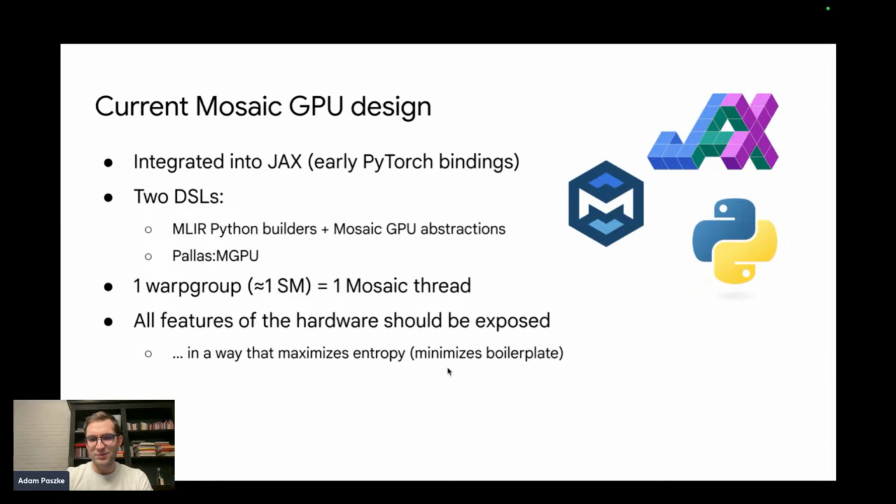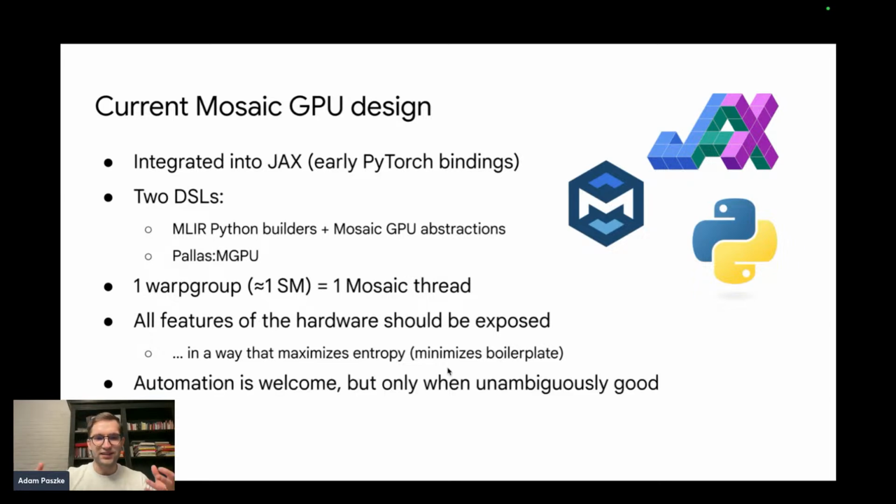All of the performance parameters should be there, but there should not be a ton of setup code, etc. Anything that is essentially automation is welcome, but only when it's unambiguously good. Only when it's boilerplate, we want to take this away from you. But if there's any insight you might want to have that would have a big impact on performance, and it's not a simple optimization problem that a compiler can just run through, we do not want to automate this. We actually want to expose a manual knob that will do this. And ultimately what you end up with is just a short program, which is very information dense.